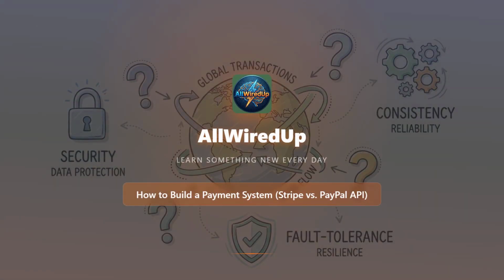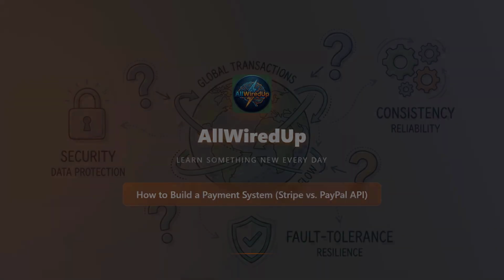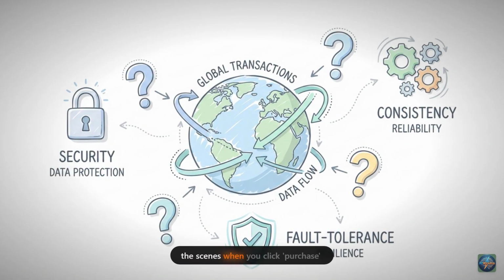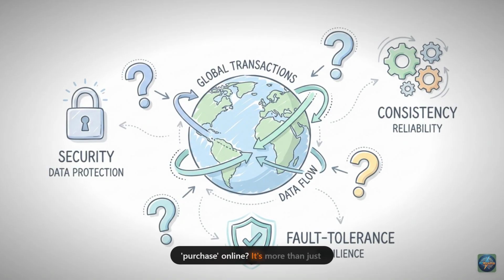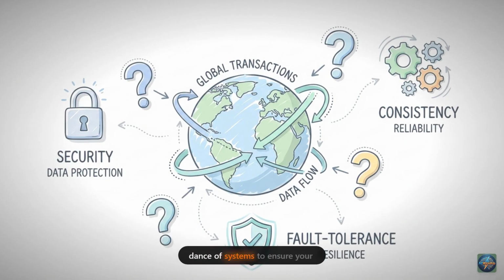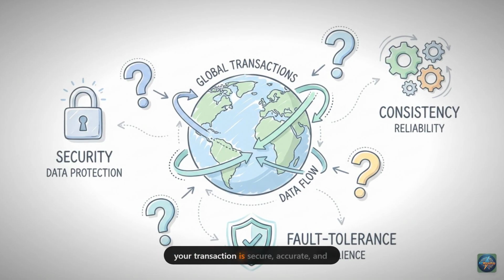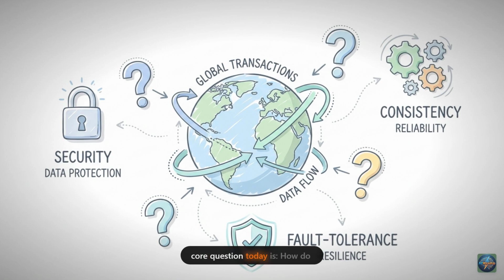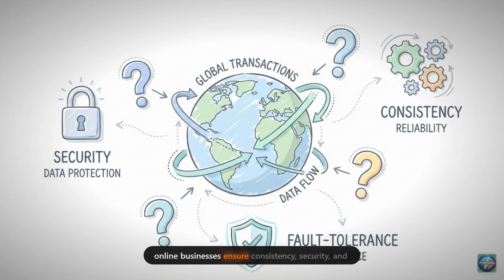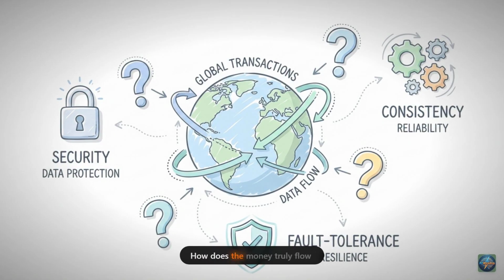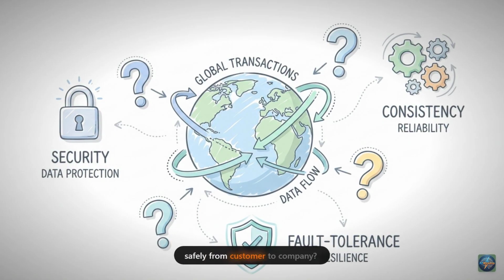Today we're diving into how to build a payment system, Stripe versus PayPal API. Have you ever wondered what actually happens behind the scenes when you click purchase online? It's more than just sending money. It's a carefully orchestrated dance of systems to ensure your transaction is secure, accurate, and reliable every single time. Our core question today is, how do online businesses ensure consistency, security, and fault tolerance in their payment processes? How does the money truly flow safely from customer to company?